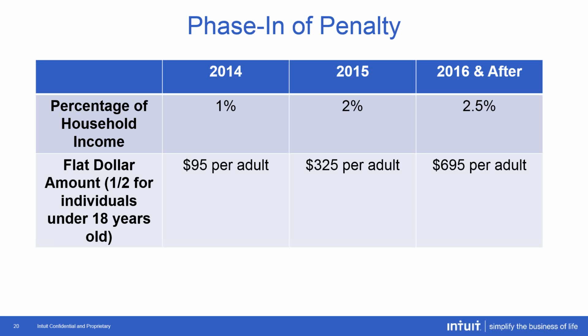Okay, this penalty is phased in over 3 years, and we're in the first year, 2014. It's going to be the greater of 1% of household income over the threshold, or $95, flat dollar amount, and it's going to be half of that for those under 18 years old. 2015, it goes up to the greater of 2% of household income over the threshold, or $325 per adult. 2016 and thereafter, greater of 2.5% household income over the threshold, or $695 per adult.